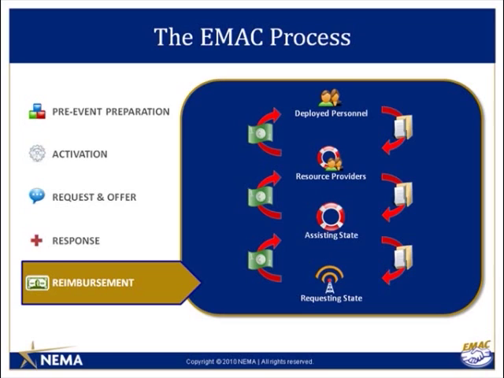Next, the resource provider pays deployed personnel and forwards a reimbursement package to the assisting state for payment. The assisting state audits the reimbursement package, pays the claim, and prepares and sends the reimbursement package on to the requesting state. The requesting state reviews and audits the documentation, and if all is in order, reimburses the assisting state for all eligible costs consistent with EMAC law. This provides you with a very simple snapshot of the EMAC process.